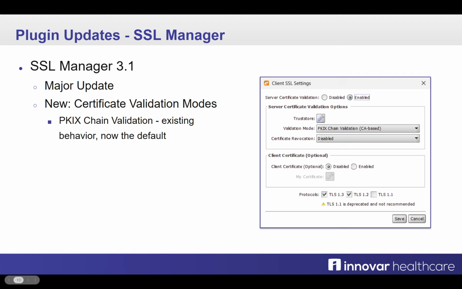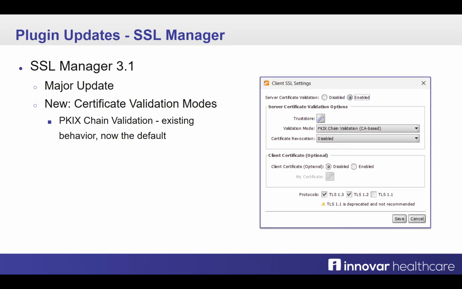A couple updates to our commercial plugins. Our SSL Manager was upgraded to version 3.1. Lots of new features in here. The first one has to do with certificate validation modes. So we have the same default behavior that it used to have, what used to be the only kind of behavior, which is PKIX chain validation. So that's still the behavior in here, but now it's the default behavior alongside two other options.